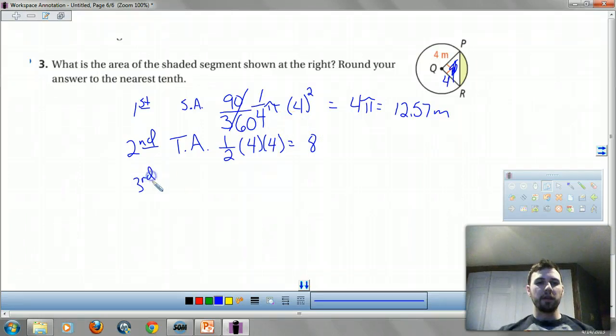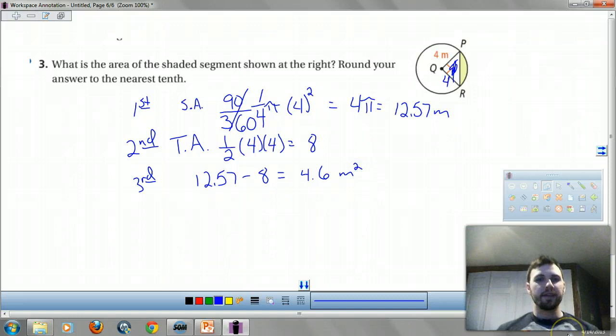Third, I subtract them. And I get 4.6 meters squared is the area of that segment, guys. So find my sector area, subtract triangle area.